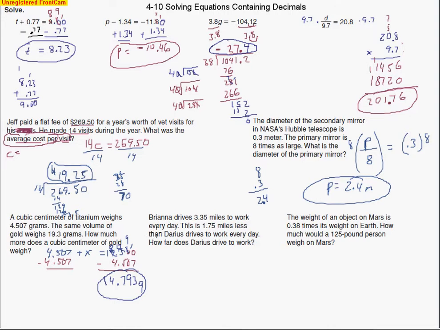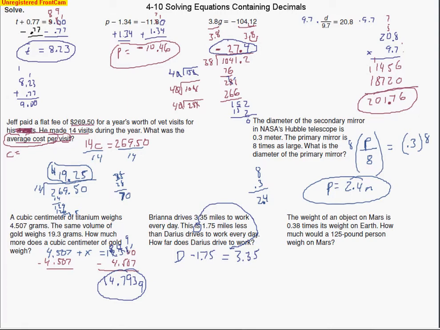And looking at the next one, Brianna drives 3 and 35 hundredths miles to work every day. So we'll write equals, that tells me an equals sign right here, means equal, and that is 1 and 75 hundredths of a mile less than the amount that Darius drives. And so I'm going to use a D for Darius, and I have that amount, 1 and 75 hundredths of a mile less than Darius equals the amount Brianna drives.